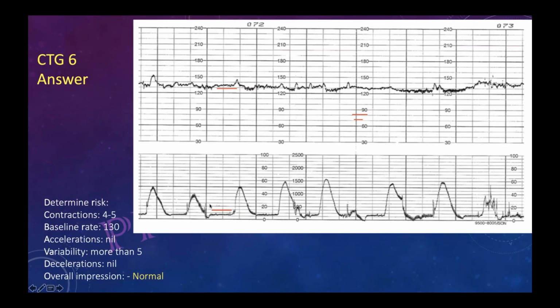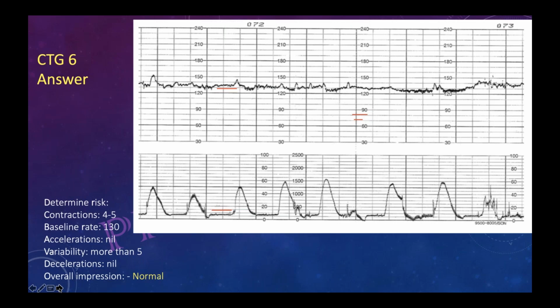So this is normal. Now you see the contractions are 4 to 5. Baseline is 130. Now you can see this is 120, and so this is going here. So this is 130. No acceleration, no deceleration. Variability is more than 5. Why? Because this whole box is for 10 beats, and this variability is going for at least half a box, so it is more than 5. So this is a normal trace.